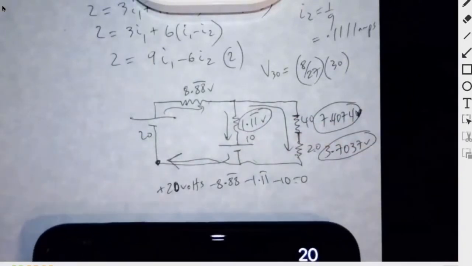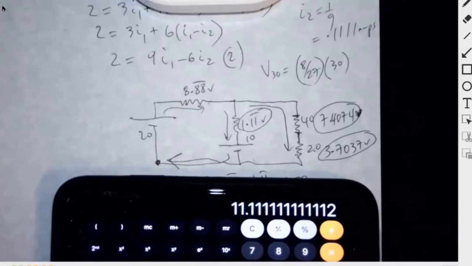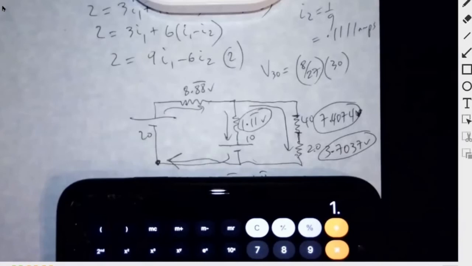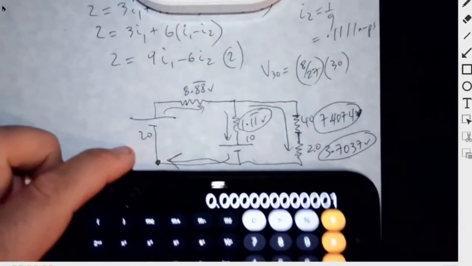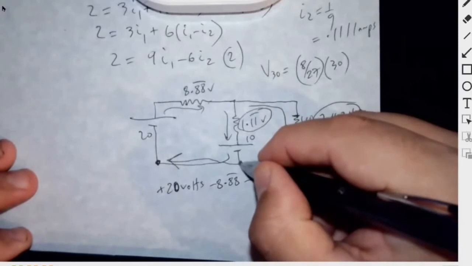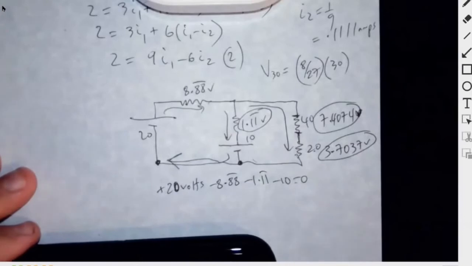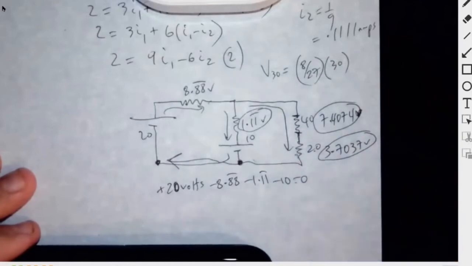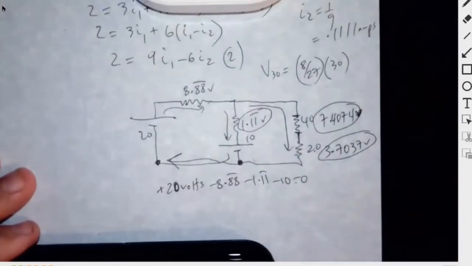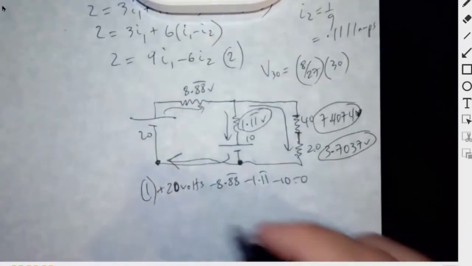20 minus 8.88888888 minus 1.11111111 minus 10. You see that? 0. Now, how about if you start here and you go like that? You see, you start anywhere and go in any direction that you want, you should always end up at 0, right? So this is, I did this one here.